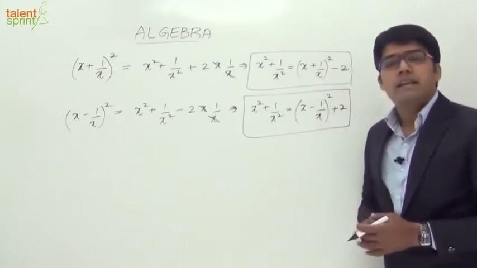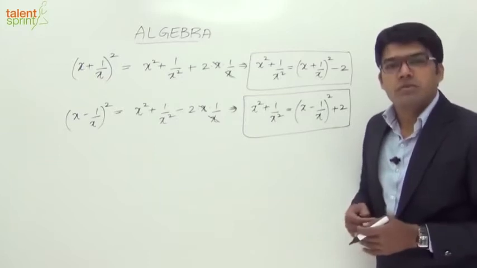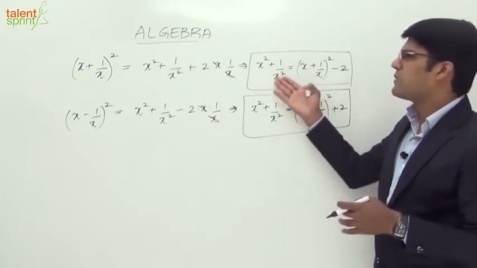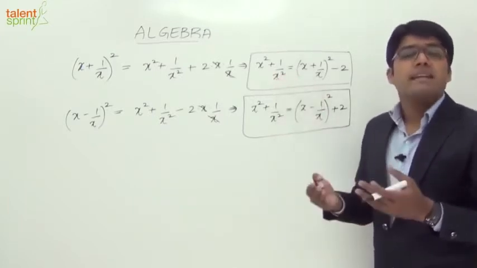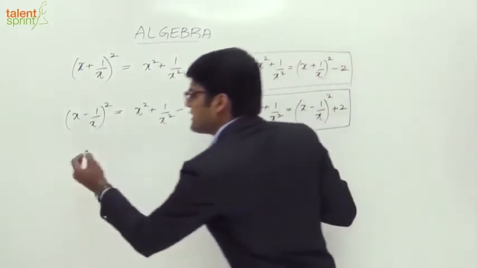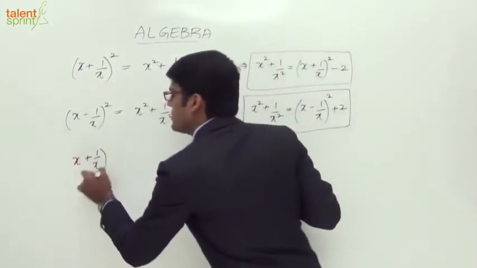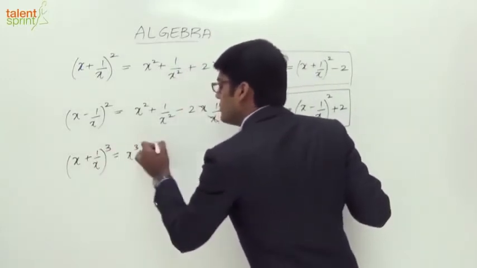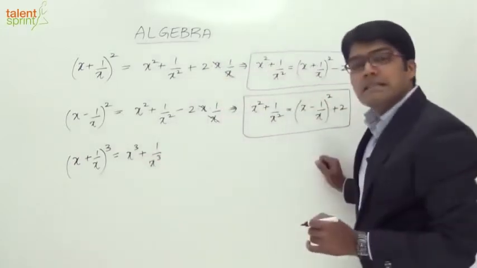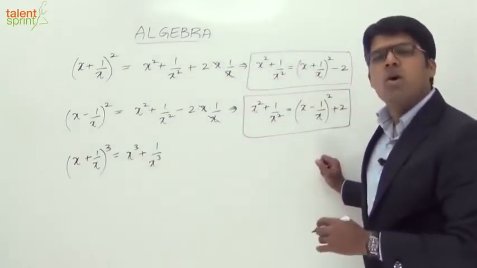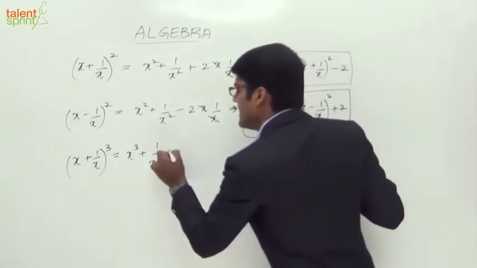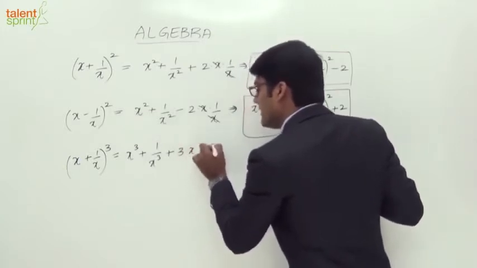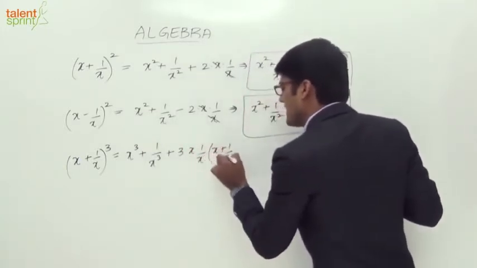Likewise, how do we get x cube plus 1 by x cube, right? Generally, x plus 1 by x value is given, or x minus 1 by x value is given. We need to find out x squared plus 1 by x squared. Likewise, how do we get x cube plus 1 by x cube? Let's look at it. Just expand x plus 1 by x the whole cube. So what do we get? X cube, right? A cube plus b cube, 1 by x cube, plus 3a square b plus 3ab square, or 3ab into a plus b, right? Let's take that. A cube plus b cube plus 3ab. So 3 into a into b into a plus b. A plus b is nothing but x plus 1 by x.